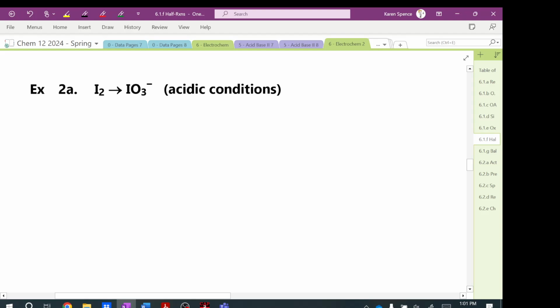I2 goes to IO3-. Remind yourself, write down for yourself what the order is and what you use to balance each thing. So what do you balance first, second, third, fourth? Do you want to try this one on your own? If you're stuck, you can watch me do it in slow-mo up here. Okay?